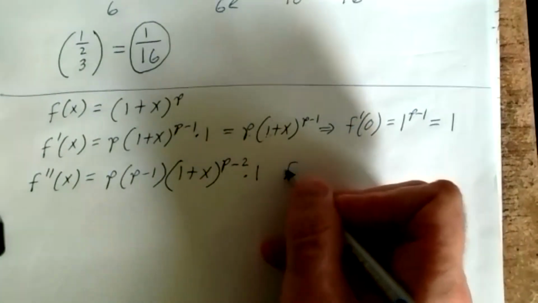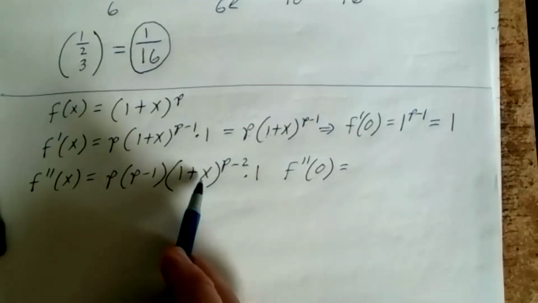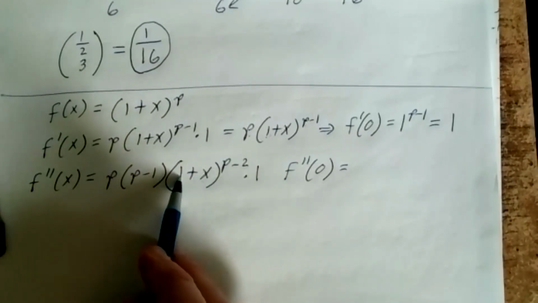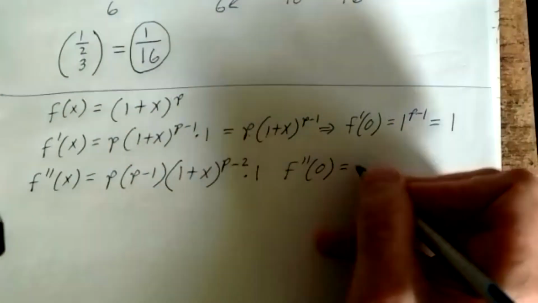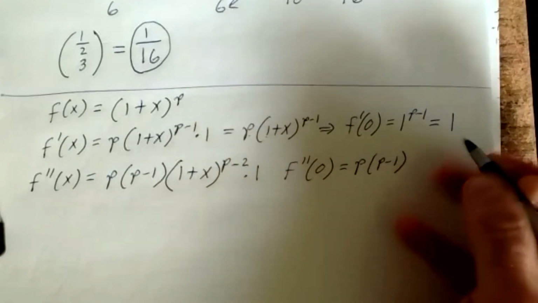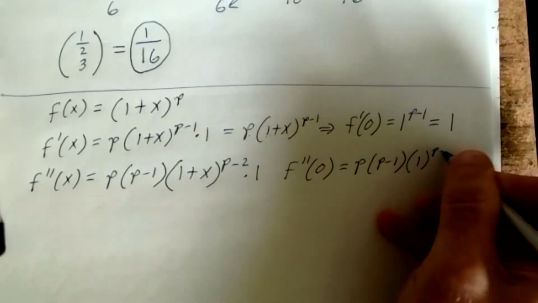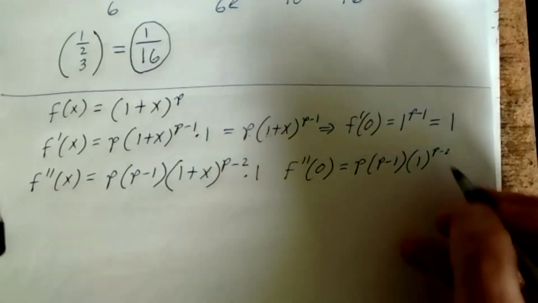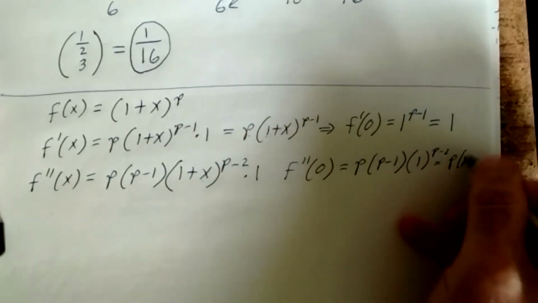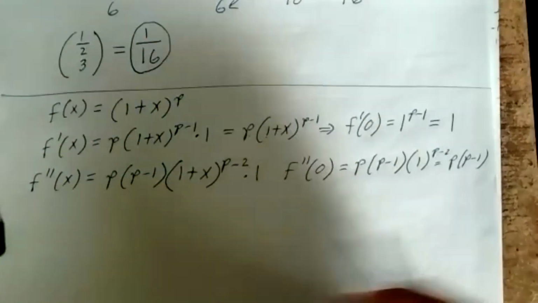Now to evaluate our second derivative at 0, we replace x with 0. And when we replace x with 0, this is just going to be 1 to the p minus 2 power. So we're going to have p times p minus 1 times technically 1 to the p minus 2 power, which is just 1 again. So our second derivative is just p times p minus 1. That's your second derivative, evaluated at 0.